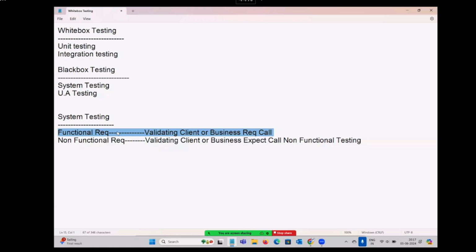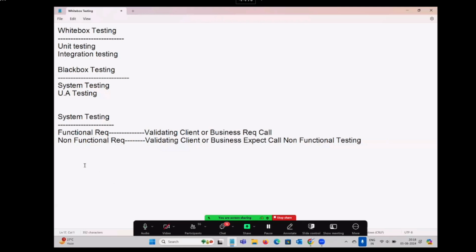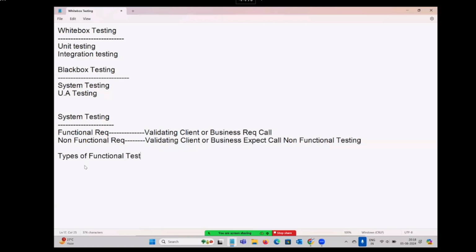So today let us know what are the types of functional testings. System testing means nothing but validating both: functional requirements and non-functional requirements. Validating client or business requirements are called functional, and validating client or business expectations are called non-functional. First of all, let us know what are the types of functional testings.